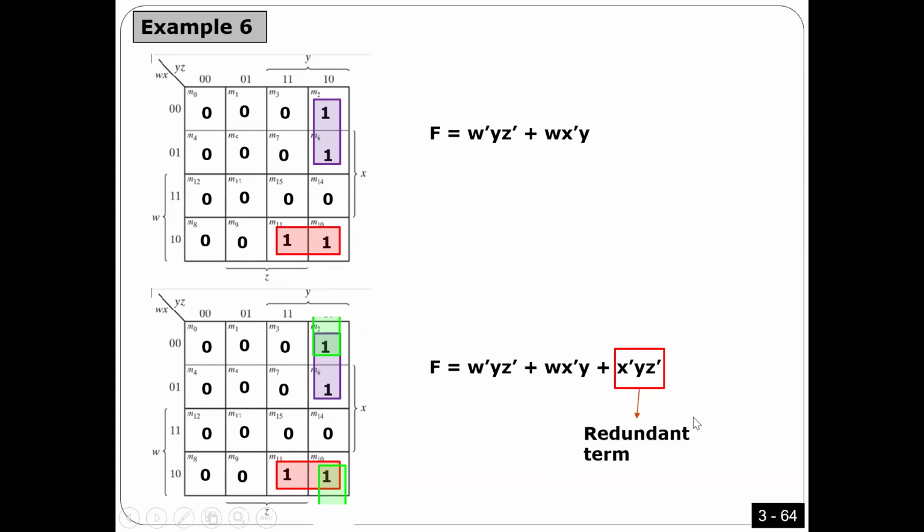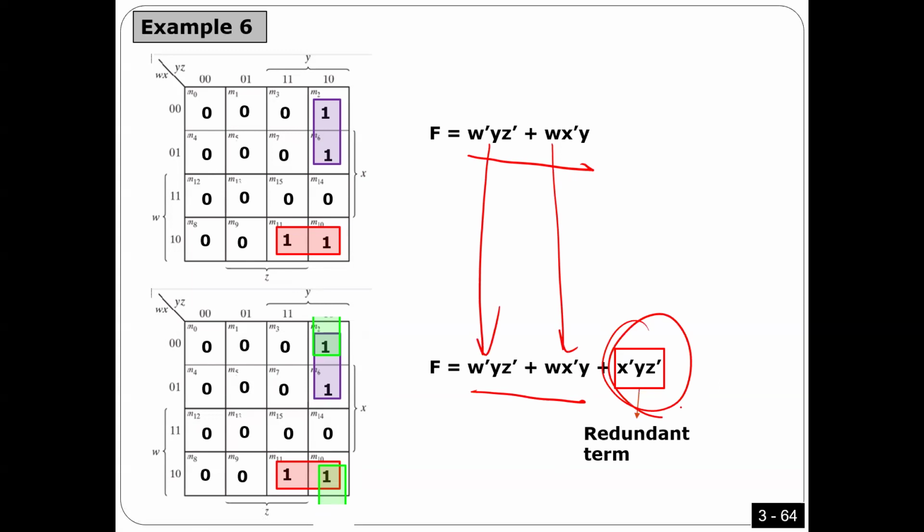If you look at the solution I got here, you can find this term is this term here, but I got a redundant term. You got what I'm saying? I got a redundant term because this group is useless. If I remove it, it's not going to hurt me because I already covered all ones. I don't need it. Okay, so it's going to have a redundant term. Anyway, any questions?